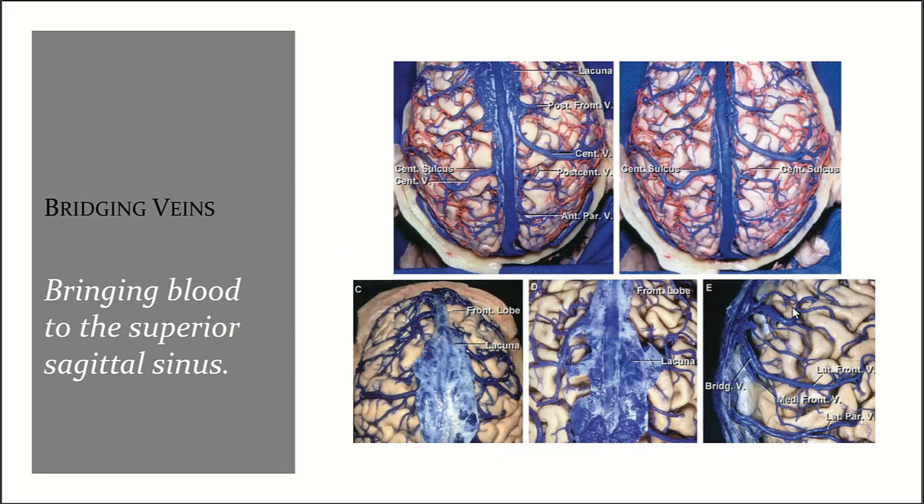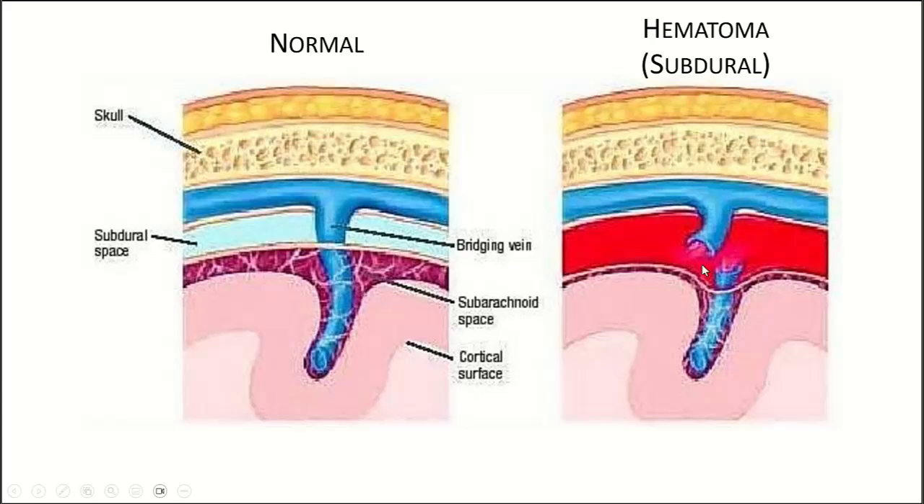This is another beautiful view. This one was injected with latex, so you can actually see the blue venous structures and the red arterial structures. This is what normal would look like on the left, and if someone were to have their brain moving significantly side to side or front to back, a bridging vein could rupture, you would see these veins rupture, and then you'd have accumulation of blood, and that would be a subdural hematoma.